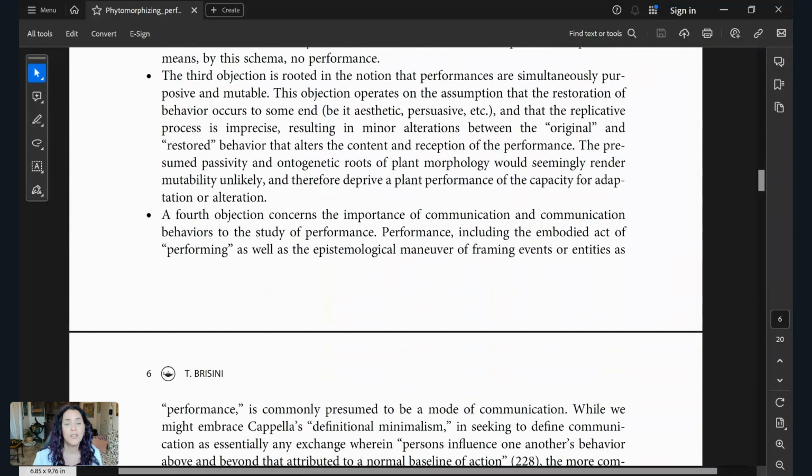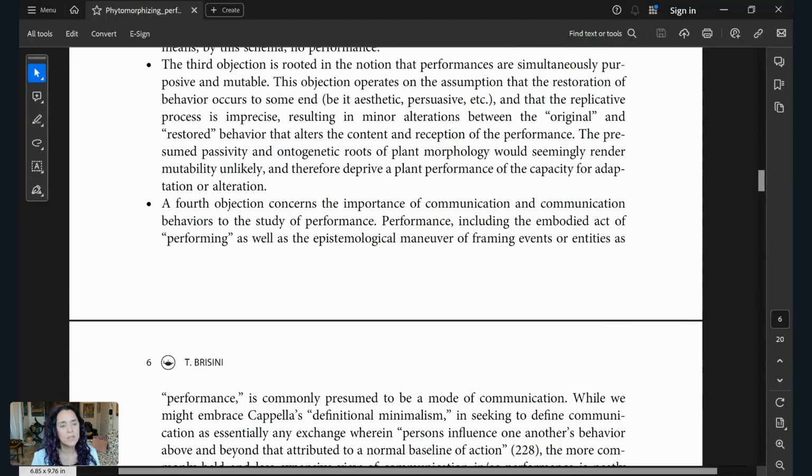The third objection is rooted in the notion that performances are simultaneously purposive and mutable. This objection operates on the assumption that the restoration of behavior occurs to some end, be it aesthetic, persuasive, etc., and that the replicative process is imprecise, resulting in minor alterations between the original and restored behavior that alter the content and reception of the performance. The presumed passivity and ontogenetic roots of plant morphology would seemingly render mutability unlikely, and therefore deprive a plant performance of the capacity for adaptation or alteration.